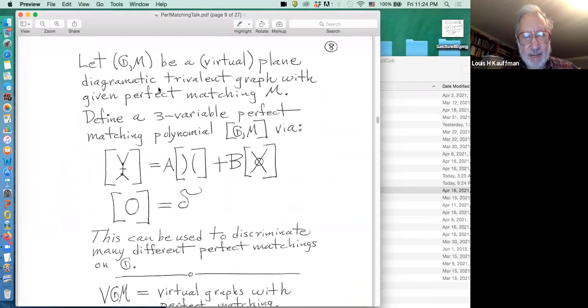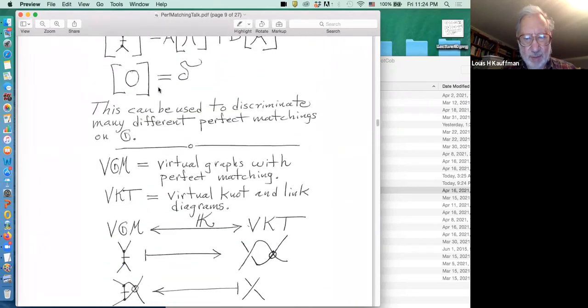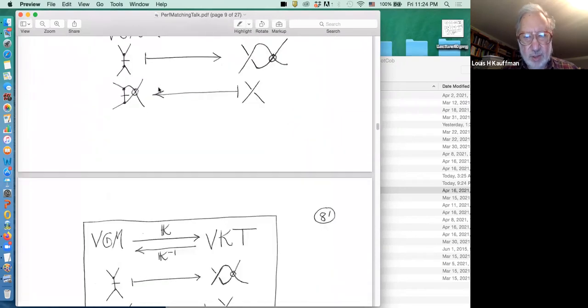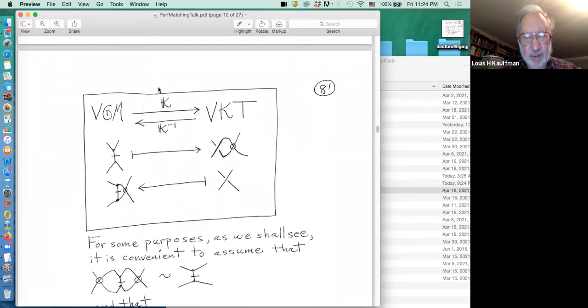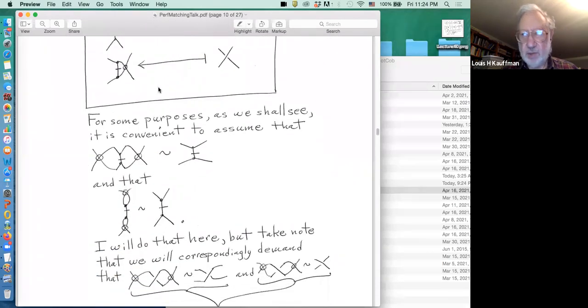And then here is the story about the three-variable perfect matching polynomial that I was just telling you about, and the K-map and how that works, and how we go back and forth. And some remarks which we can skip in the last 5 minutes about orientation.